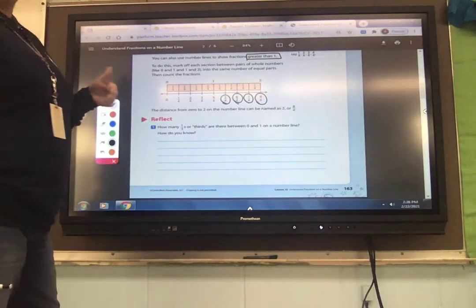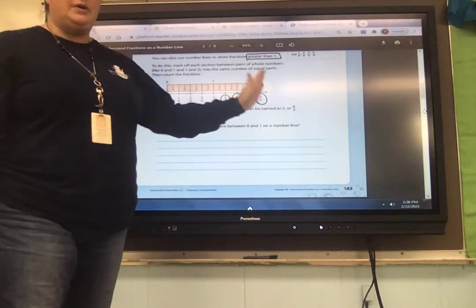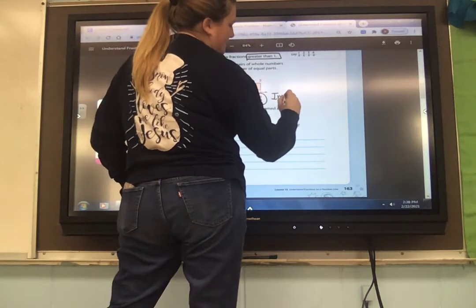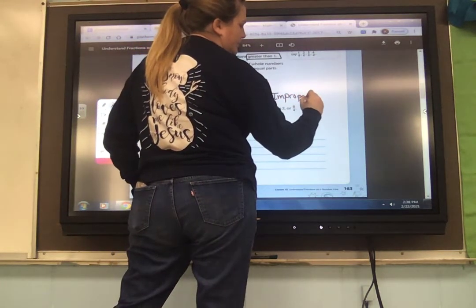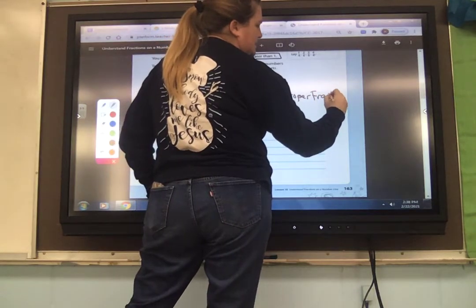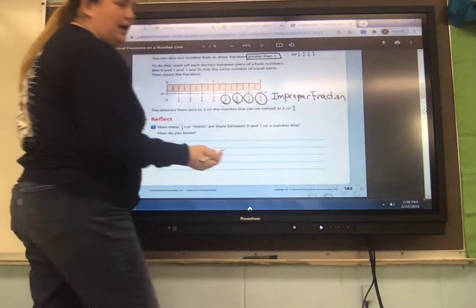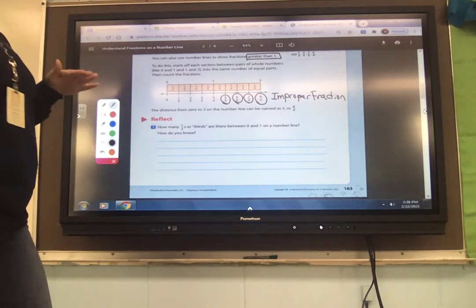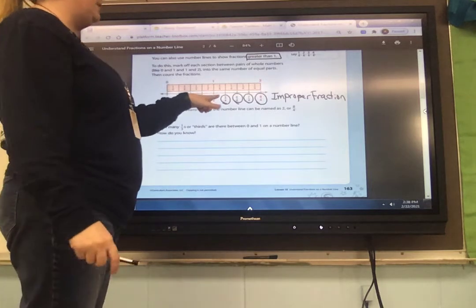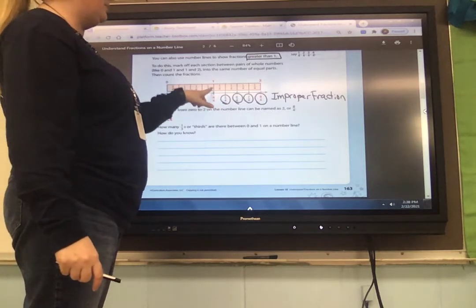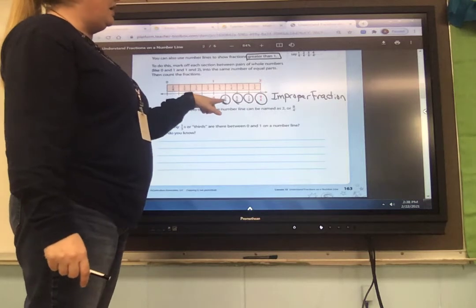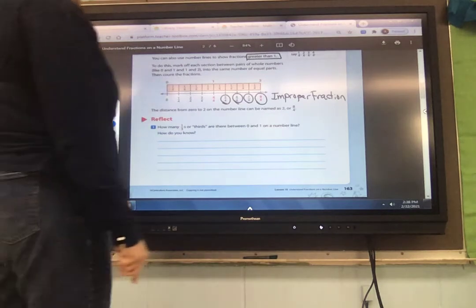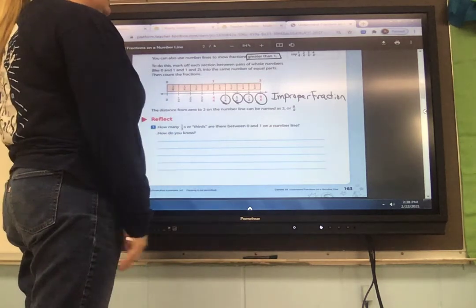8/4, 8 is bigger. So when you pass your whole number 1, you end up with what we call an improper fraction. The reason it's improper is because the numerator is bigger than the denominator. Remember, your numerator's on top of your fraction, your denominator's on bottom. So when you pass your whole number 1, when we got to 4/4, all the fractions after 4/4 are improper fractions because the numerator is bigger than the denominator.